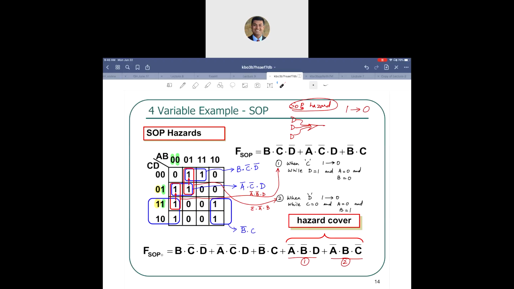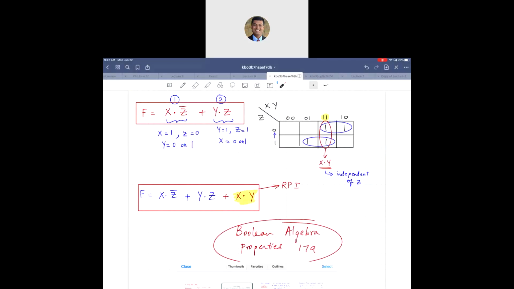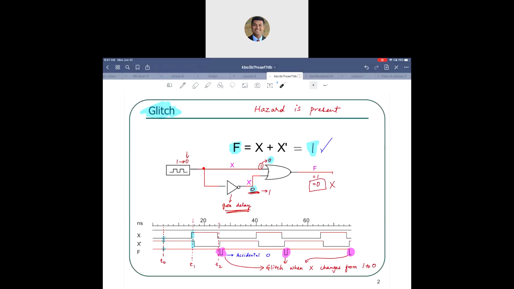So for SOP hazard, the condition will be when one of the inputs is changing from 1 to 0. The reason behind that is the nature of the circuit itself. It goes back to the first slide that we looked at, the first one. The problem was happening only when X was changing from 1 to 0 and not from 0 to 1. You can view this as a SOP, because at the end it is an OR, but there could be multiple AND gates feeding into that OR. So it's the nature of the OR function itself that is the reason.